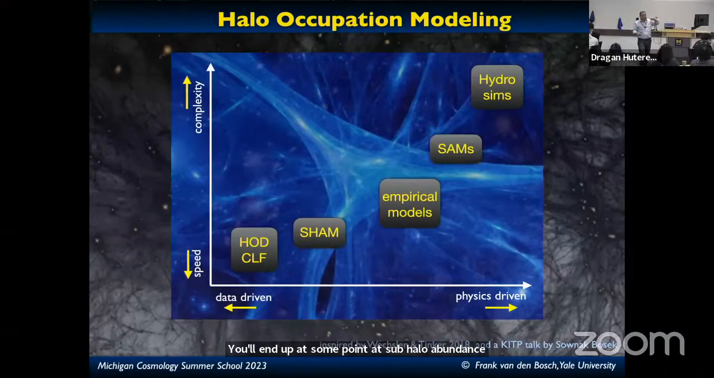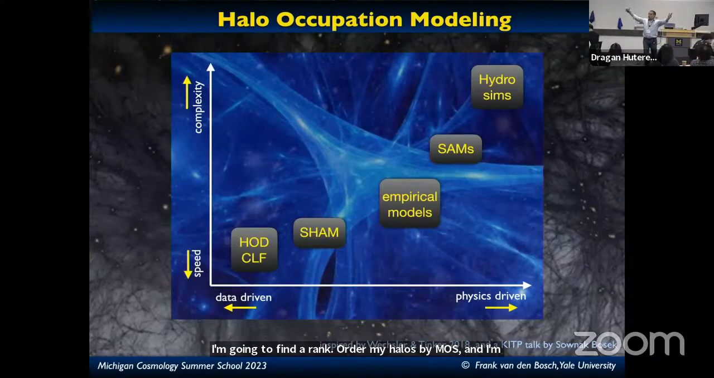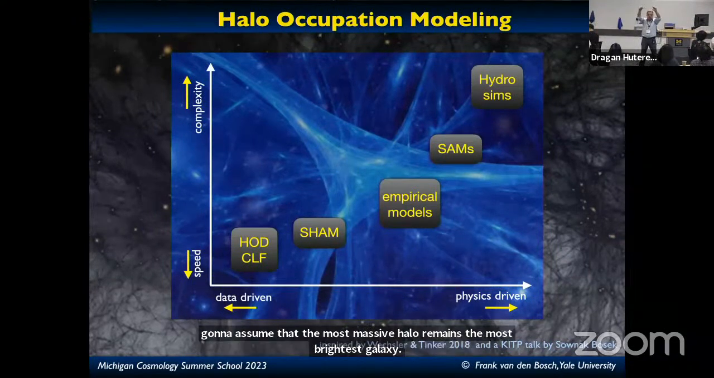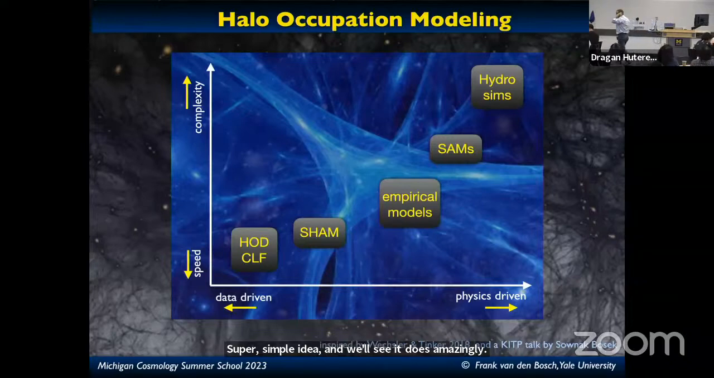What does it do? Well, basically you say, I'm going to go back to a simulation. I'm going to run a dark matter only simulation. I'm going to find and rank order my halos by mass. And I'm going to go to my data, a big survey, like the Sloan survey, and I rank order all my galaxies in Sloan by stellar mass. And I'm basically going to assume that the most massive halo contains the brightest galaxy. And that's how I link my halo properties to galaxy properties. Super simple idea. And we'll see it does amazingly well. Okay? There's a few more things that I need to tell you about the method, but we'll come to that.